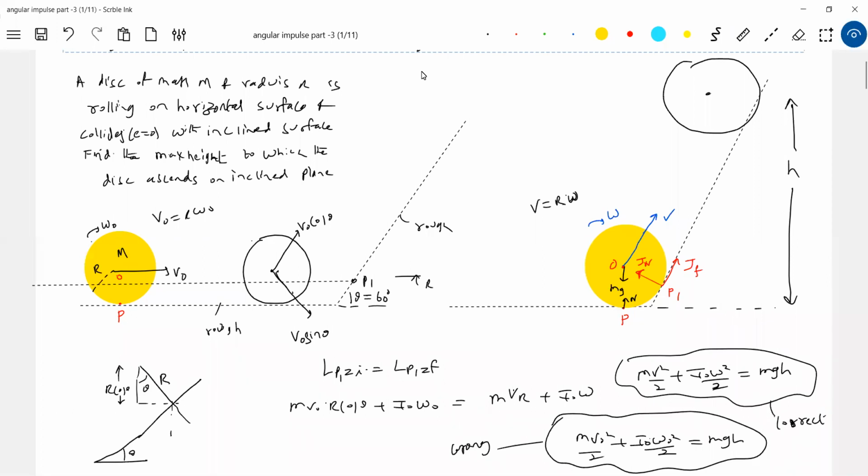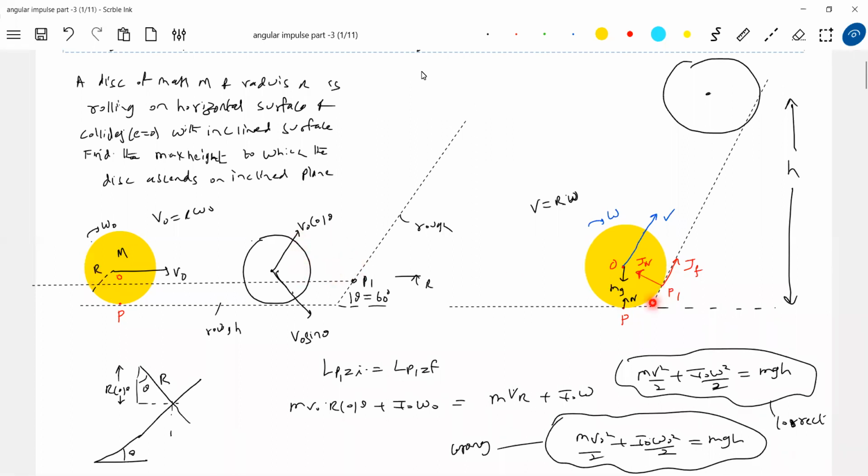Because some energy is lost due to this impact. This impulsive friction will decrease angular velocity, and this J n will decrease the linear velocity. Because of all that, there will be some loss in kinetic energy. So you cannot apply directly from this position to this position to find maximum height, because some energy is lost here. Therefore, first I'll calculate the kinetic energy of the disk just after impact.